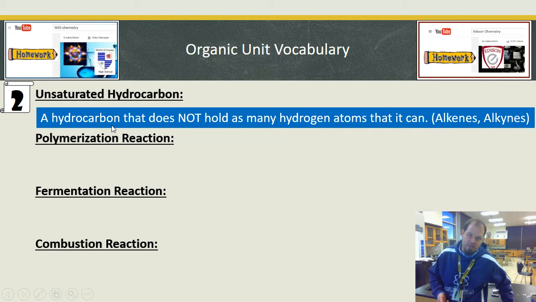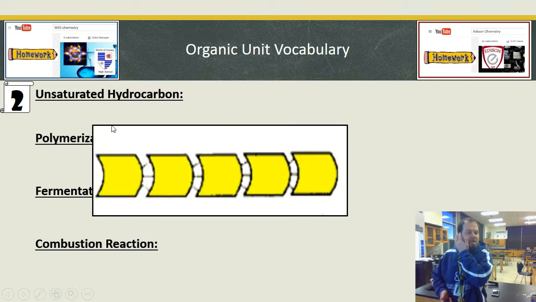So it's not holding as many hydrogens as it can. These are all of the alkenes and alkynes, any double or triple bond. Now we're going to get right into some of the reactions. So start off the unit with some of the reactions. We'll end the unit with the reactions.